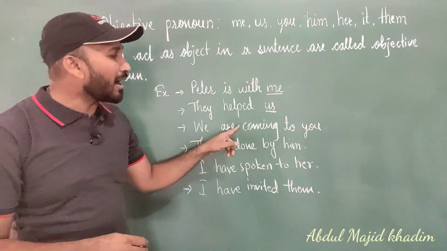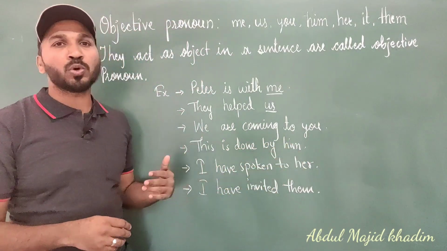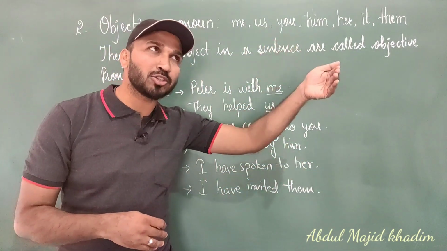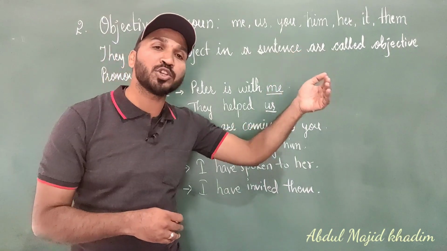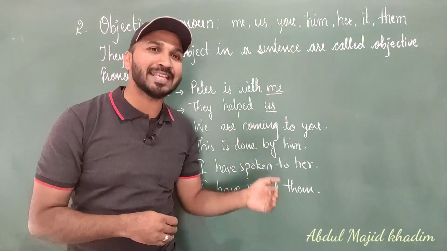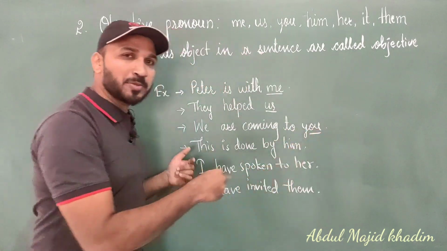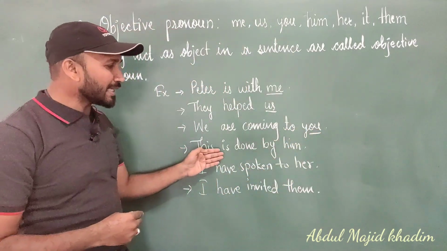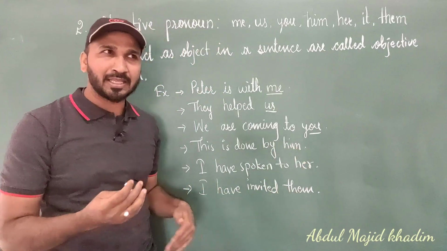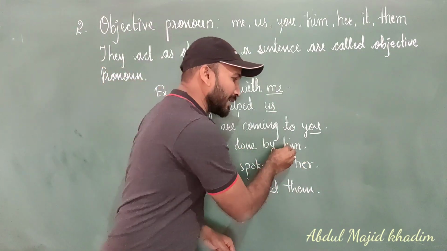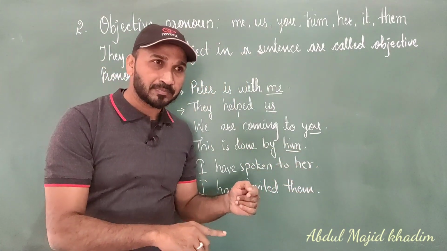Next, we are coming to you. So you won't change its form from the subjective place. It is also the same in the objective place, it is always the same. So you is the objective form of you only. This is done by him. Him is the objective. Him is the objective form of he.